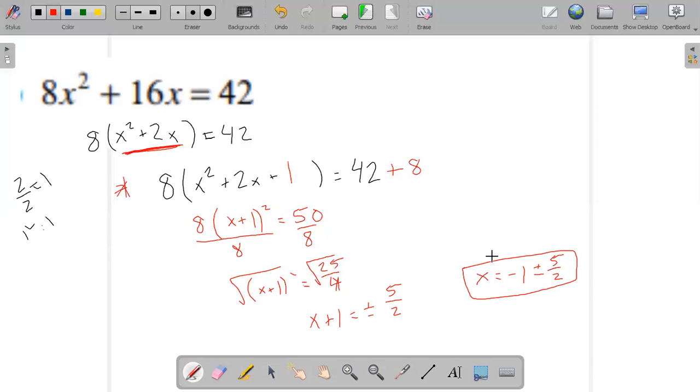Does anyone have any questions on this as we sit here right now? What's under the 25? That's supposed to be a 4. Okay. Quit making fun of my handwriting.